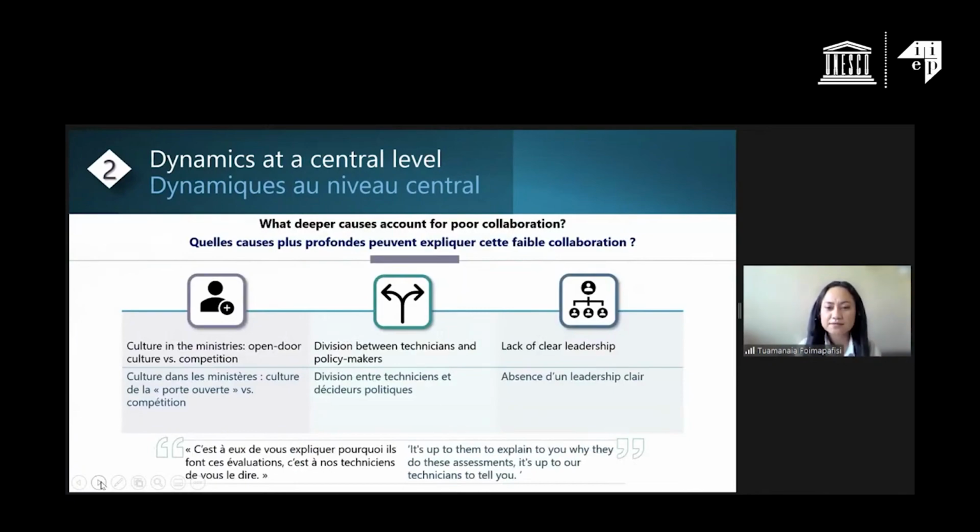We've tried to explain why this collaboration was low, going beyond the formal elements and looking at the deeper causes, which means, as we said earlier on, the cultural aspects which may exist in the ministries. And of course, you have environments which are more favorable to collaboration. In Gambia, for instance, there is an open door culture which really exists in the country. In other words, stakeholders will exchange informally and will not hesitate to call their colleagues if they need more information.